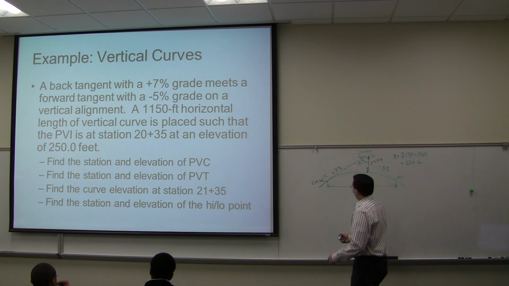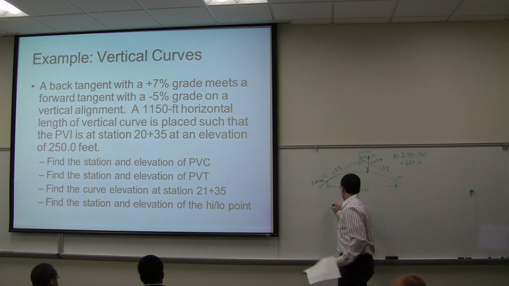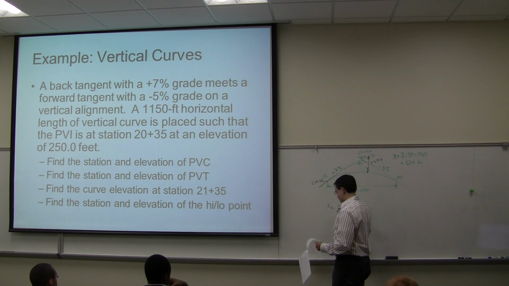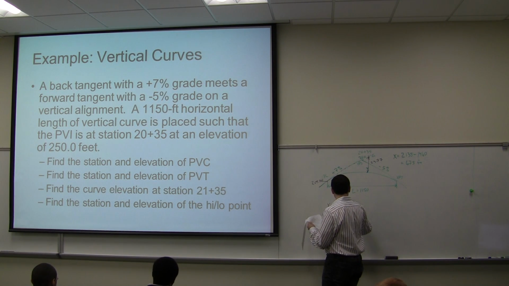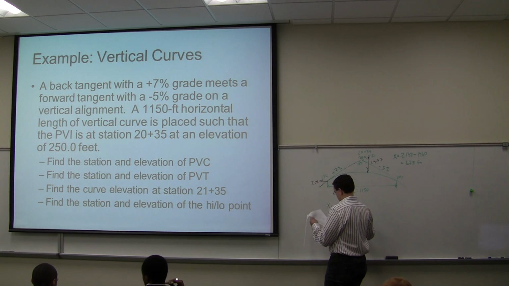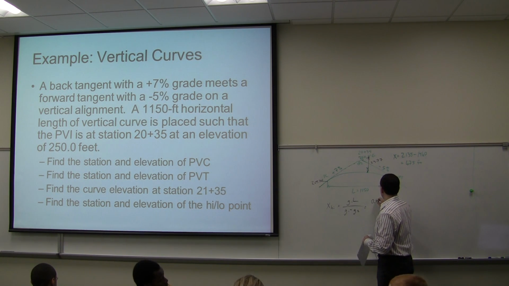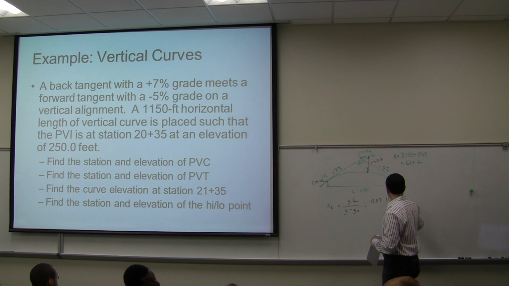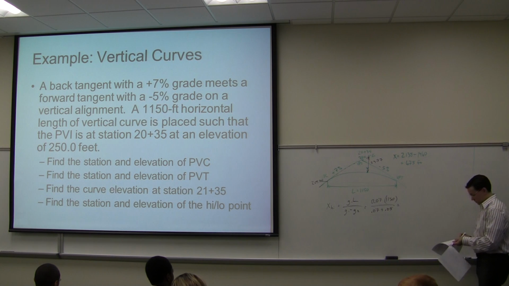Station and elevation of the high-low point. So we're going to find a high point or a low point? High. So our x distance to the high point is G1 times L over G1 minus G2. So again, keeping the signs, 0.07 times 1150 divided by 0.07 minus a negative will give us a plus 0.05.